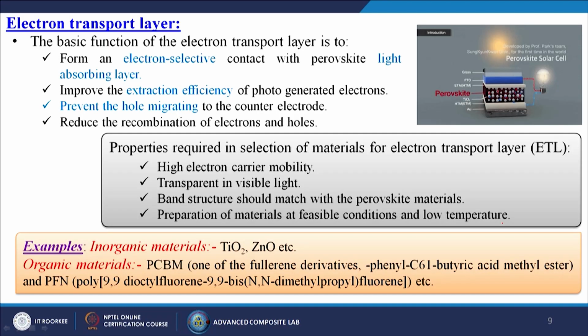So, in which positions you are using the perovskite materials, whether at the bottom or maybe the top, and how it is working, based on that we are giving different nomenclature to this sandwich-like structure. So, what is the electron transport layer? The basic function of the electron transport layer is to form an electron selective contact with the perovskite light absorbing layer, improve the extraction efficiency of photo generated electrons, prevent the holes from migrating to the counter electrode, and reduce the recombination of electrons and holes.